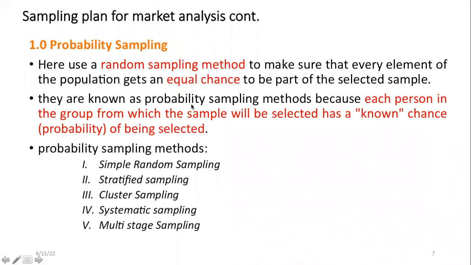So we are going to discuss probabilistic sampling methods. There are 5 probabilistic sampling methods we are going to discuss: simple random sampling method, stratified sampling, cluster sampling, systematic sampling, and multi-stage sampling. So these are the 5 methods we are going to discuss. Probabilistic sampling methods are random sampling methods, and each element has an equal chance to get selected, right?